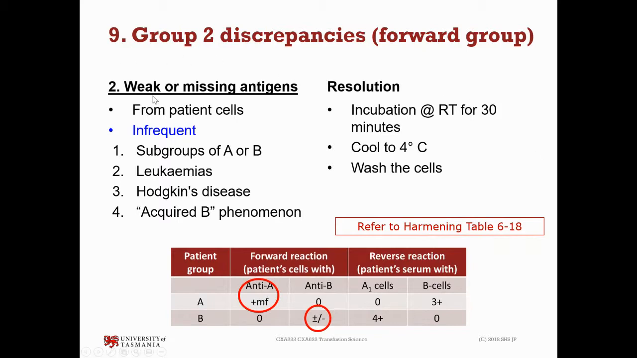So group 2, as I said, is weak or missing antigens. These are fairly uncommon, but they can happen. They're associated with unexpected reactions in the forward group due to weakly reacting or missing antigens. So group 1 discrepancies are weak or missing antibodies in the reverse group, whereas group 2 is weak or missing antigens in the forward group.